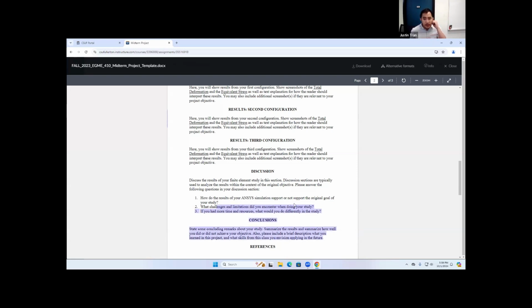Okay. One thing I think that a lot of you guys will experience in this project is that depending on the version of ANSYS that you're using, whether you're using the ones in the classroom or whether you're using the student version at home, you're probably going to run up against the element count limit. Okay, so that's definitely something that you want to discuss here. And then number 3, if you had more time and resources, what would you do differently for your study? So maybe if you didn't have the element count limit, what could you have done better? Do you expect the results to be more accurate? So on and so forth.